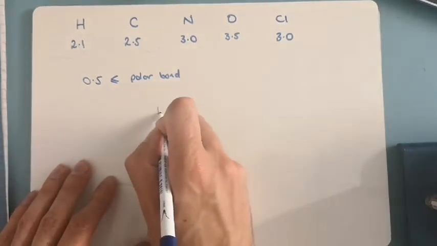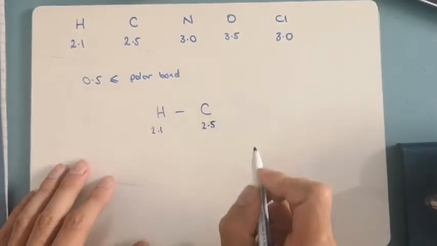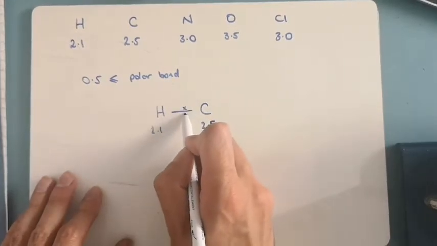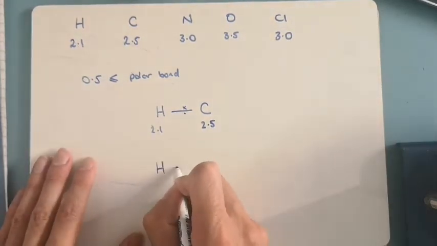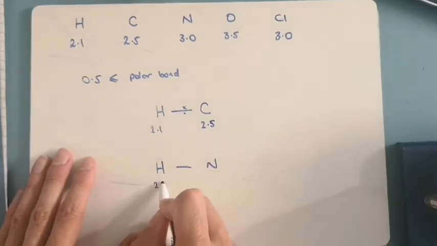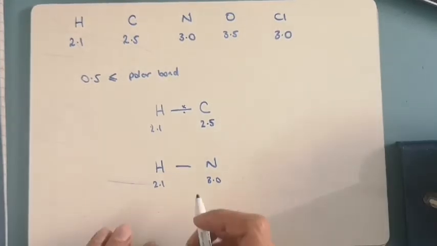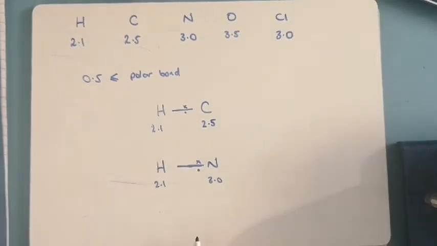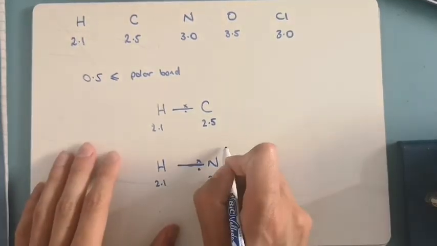So let's take hydrogen and carbon first of all. So 2.1 and 2.5. Carbon does draw the electrons close to it. So the electrons might sit slightly closer to the carbon, but not enough for what we call a polar bond. Instead, if we take hydrogen and nitrogen, and we have 2.1 and 3.0, now the difference is 0.9, much greater. The electrons move so close to the nitrogen, they actually affect its overall charge, and it becomes slightly negative.